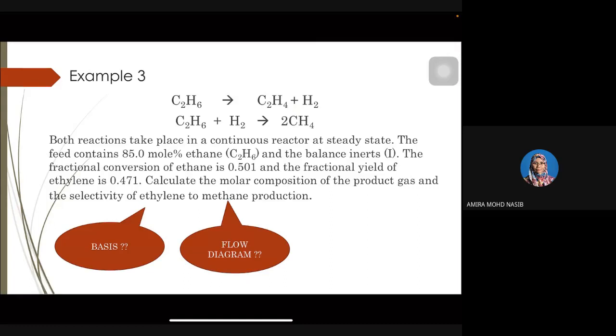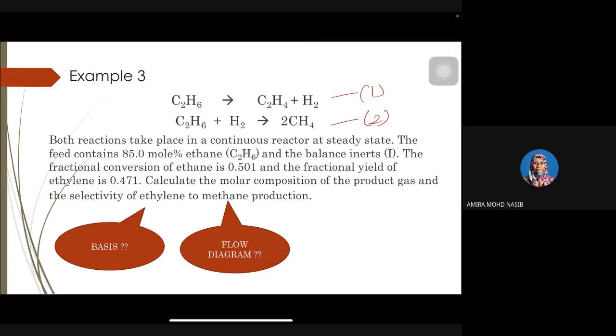So we take another example, example 3. We also have two simultaneous reactions. This is the first one and this one is the second one. It's non-reversible. Okay, it's straightforward. Both reactions take place in a continuous reactor at steady state.